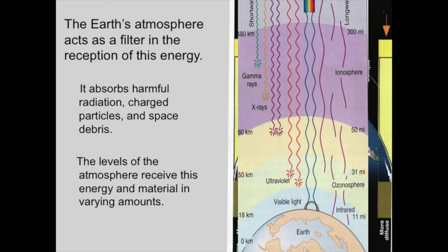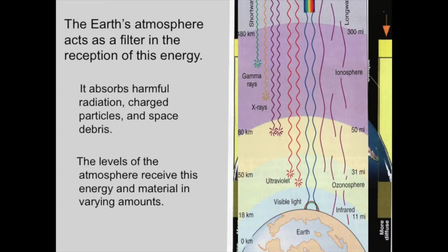The Earth's atmosphere also acts as a filter in this process. It absorbs harmful radiation, charged particles, and space debris, disallowing them from reaching the surface. The varied levels of the atmosphere, which we will be discussing today, receive solar energy and solar debris in differing amounts.